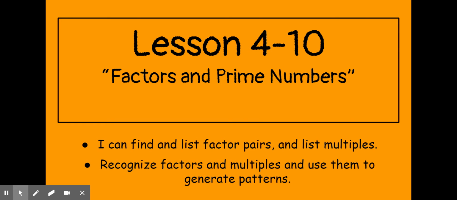As we talk about analyzing patterns, let's take a look at our two learning targets. The first one says, I can find and list factor pairs and list multiples. I hope that sounds familiar to everybody because we've done this. I know we did this before, and we've talked about this in between. So, listing factor pairs and listing multiples, both things we've done. The second learning target, I can recognize factors and multiples and use them to generate patterns.